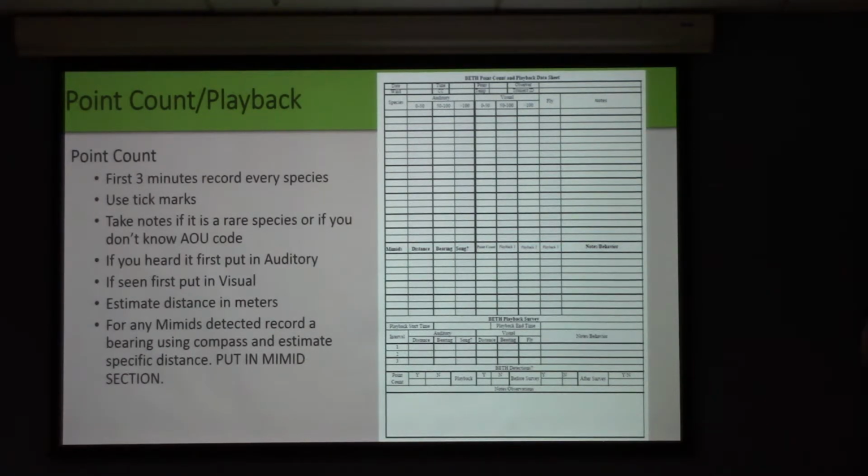So the big thing to remember is, when you get to that point, you just do it for the first 3 minutes, recording every species. After you play a song for the first time, now you're just caring about mimics, okay? So silent for 3 minutes, and then after you play that first song, you just focus on the mimic species. So even Bendire, if you see one in the silence, it goes in the point count section.